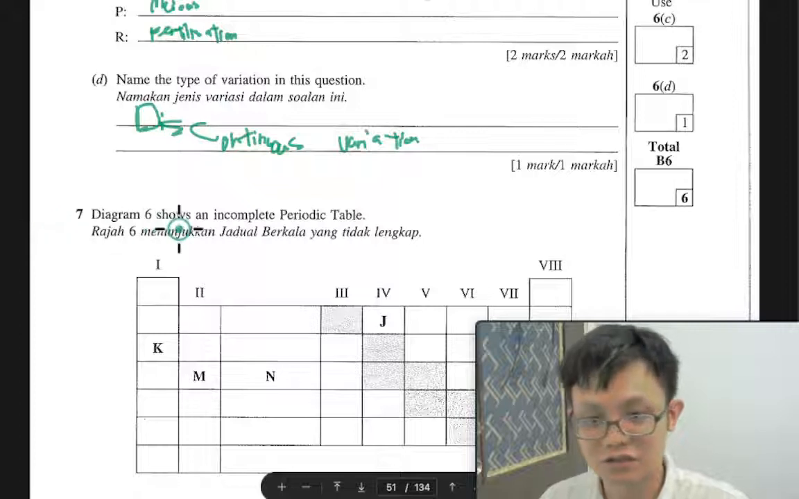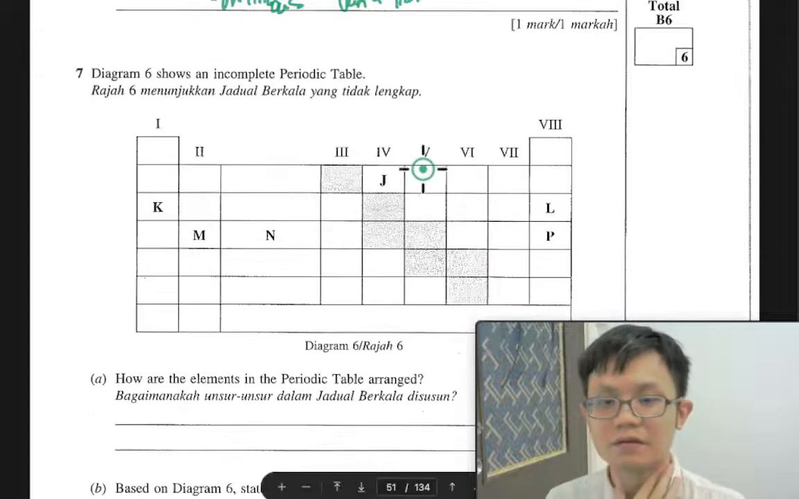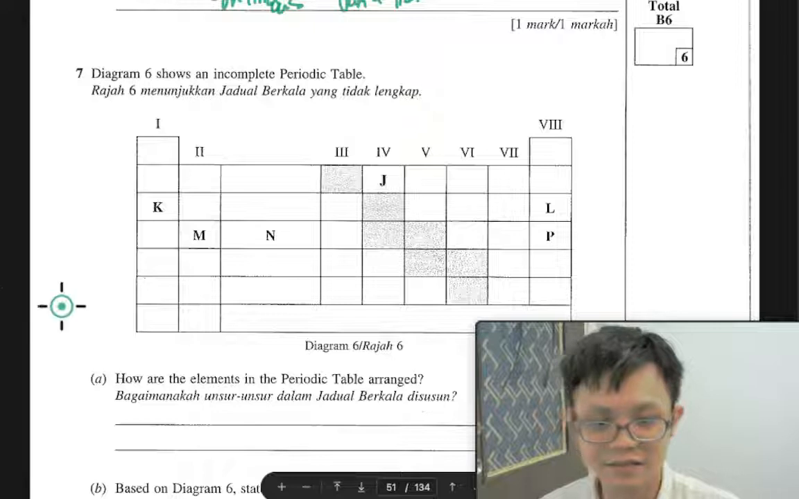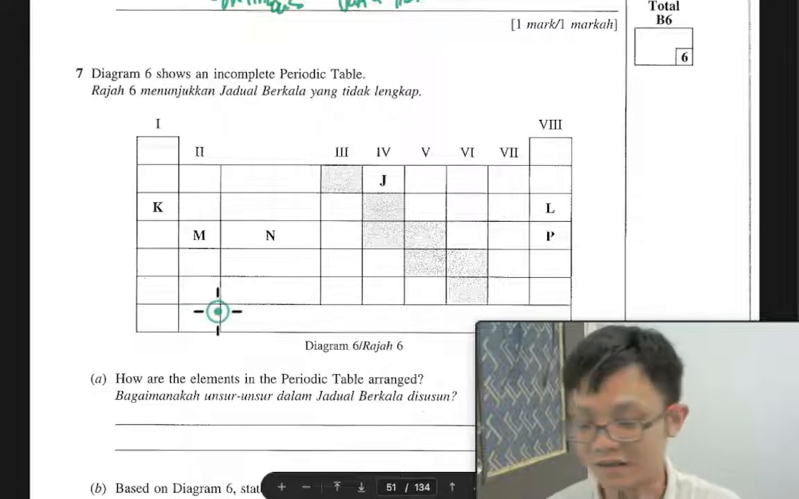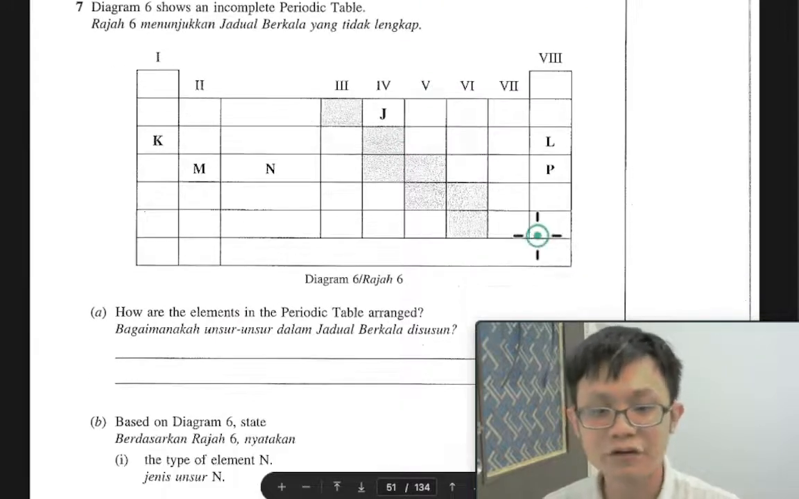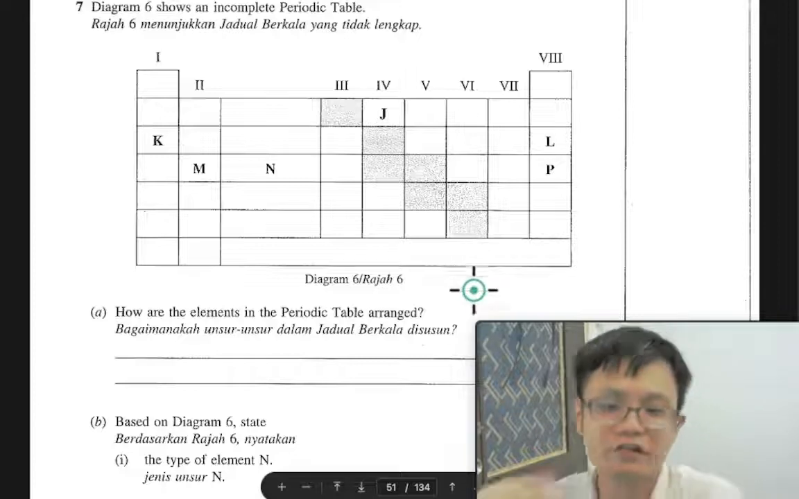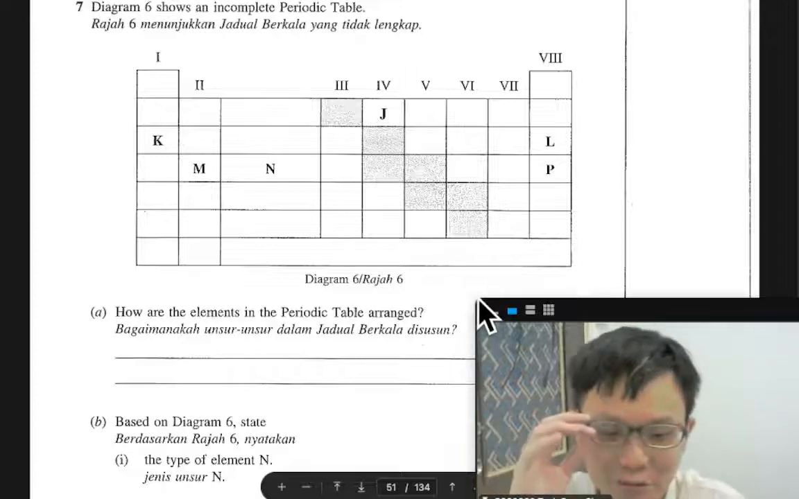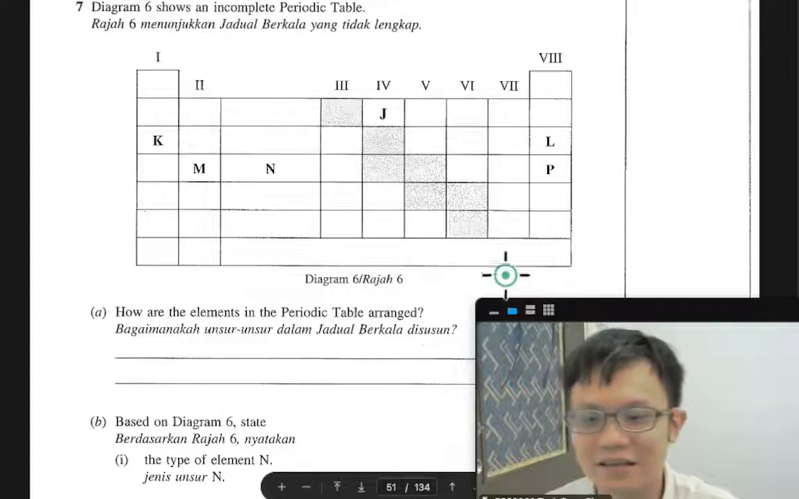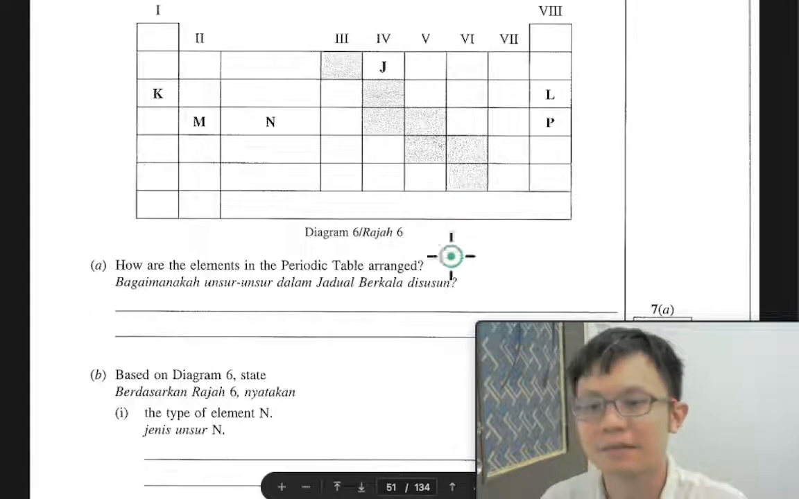Okay, diagram 6 shows an incomplete periodic table. So this is the periodic table established by very smart scientists, even without the creation of computers. They already managed to make the periodic table, which really amazed me. How can you, without computer and machine, make this thing? For me, they are really very smart people, the scientists in the past.